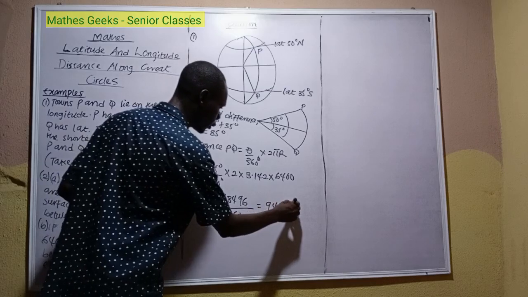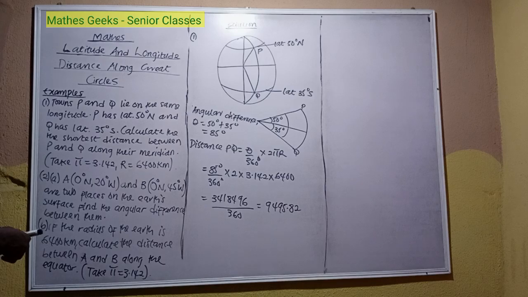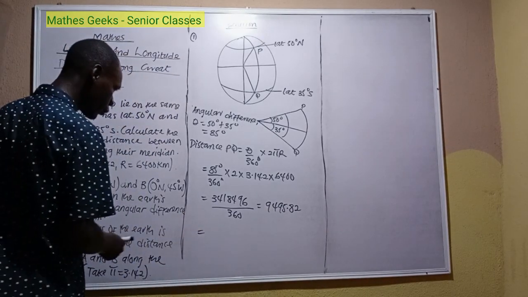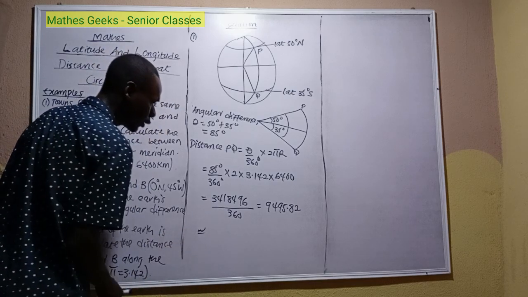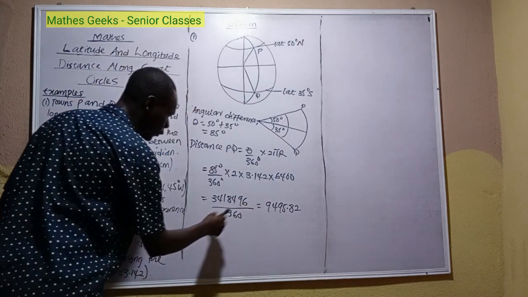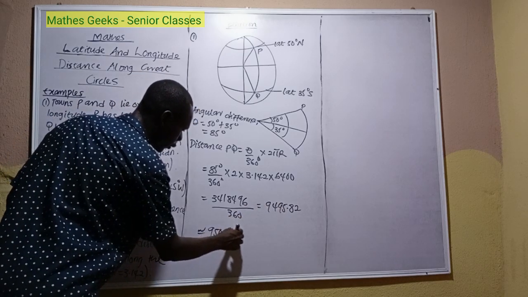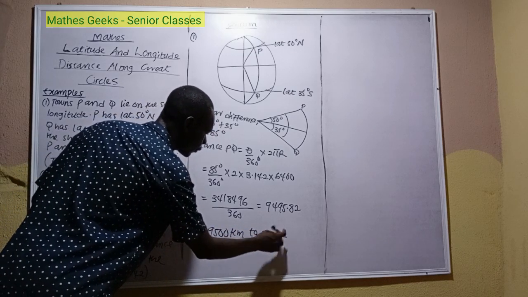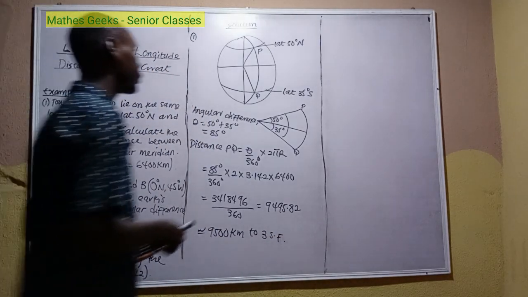9,495 equals to. So calculate the shortest distance between P and Q along your meridian. So approximate to 3 significant figures: 1, 2, 3, 9. That would give us 9500 kilometers, to 3 significant figures. So that's number 1.